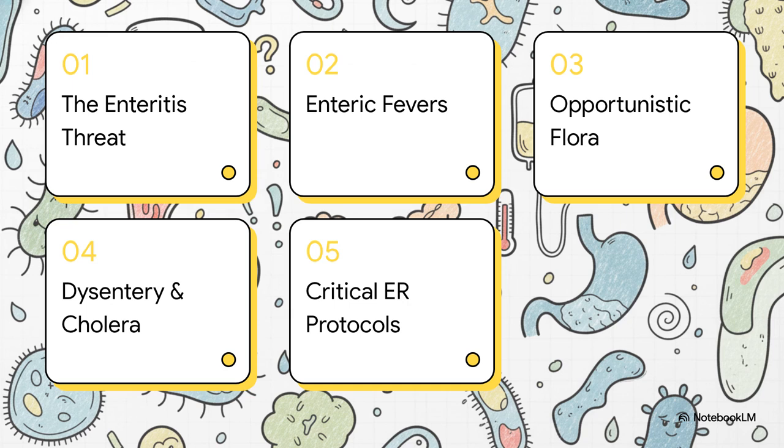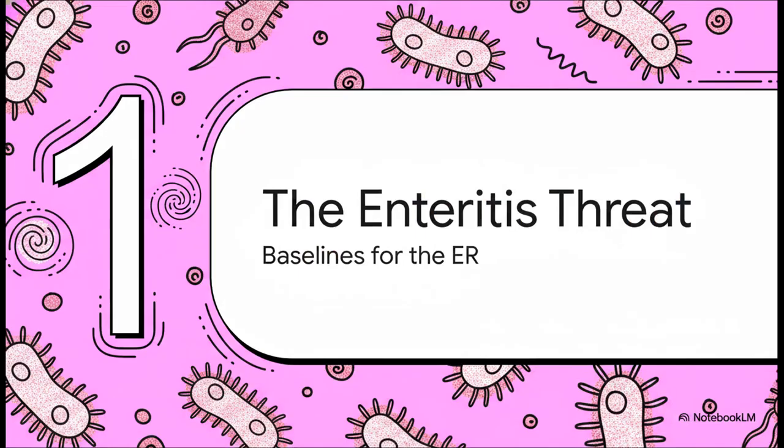1. The enteritis threat. 2. Identifying enteric fevers. 3. Opportunistic flora. 4. Severe dysentery and cholera. And finally, 5. Critical ER protocols. All right, Section 1. The enteritis threat.